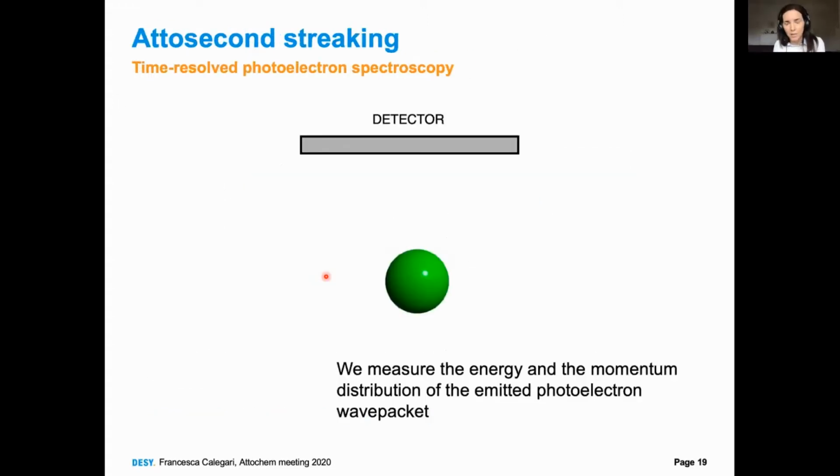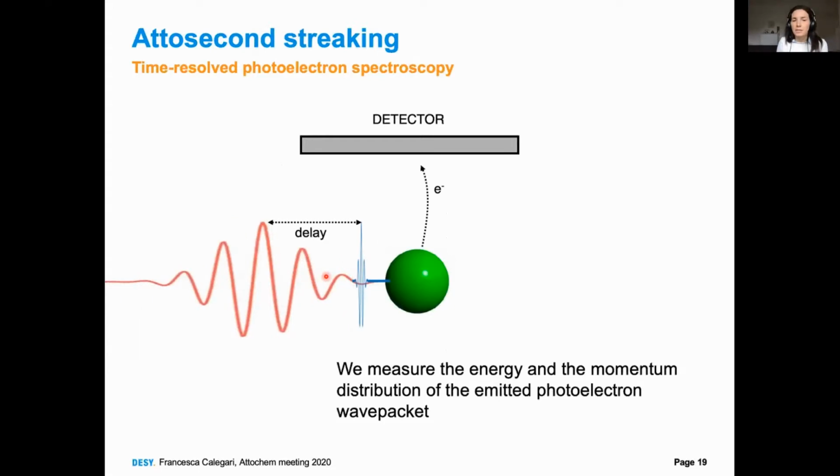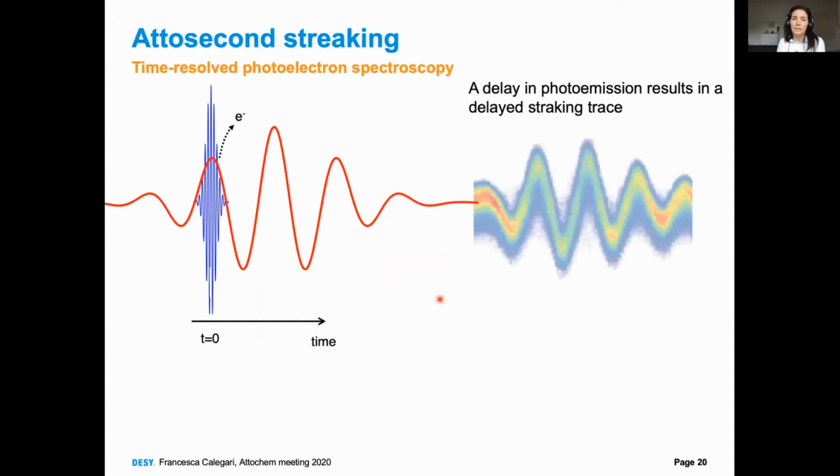The way we can measure this time is, again, sending a sequence of XUV plus IR, but this time we measure the photoelectrons. So Fernando would be happy about this, that we can also measure photoelectrons as a function of the delay between the two pulses. This technique is actually called streaking spectroscopy.